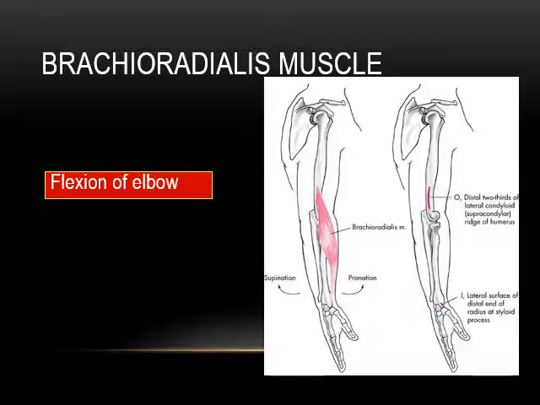Then you have the brachioradialis muscle. Again, flexion of the elbow. Now the brachioradialis will tend to have a greater impact on flexion of the elbow with the hand in a neutral position, so not pronated or supinated, but kind of in between. You can feel that if you resist elbow flexion with your hand in a neutral position, with the thumb pointing up at the ceiling. You can really feel the brachioradialis creating greater tension.